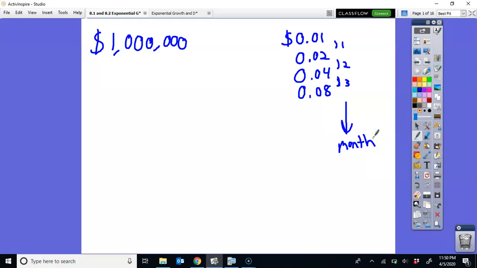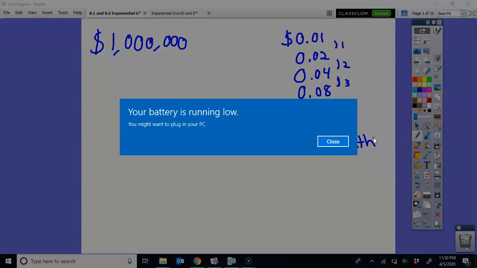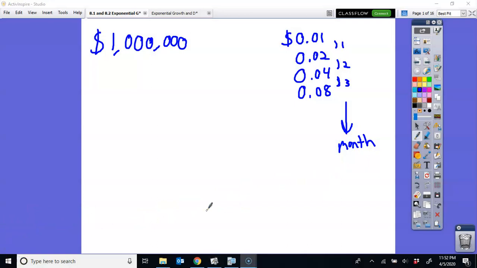Which option do you choose? Make your decision now. $1 million, straight up cash. Or I'll give you a penny, and then 2 pennies, then 4 pennies, then 8 pennies for a month. So which one did you choose? Did you choose the right one? Let's take a look and see.